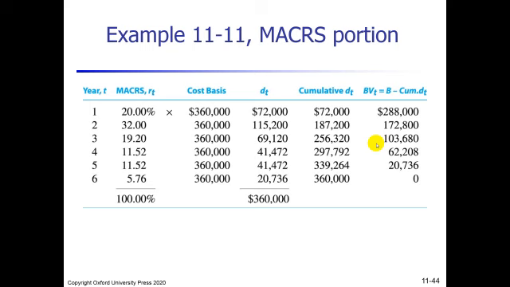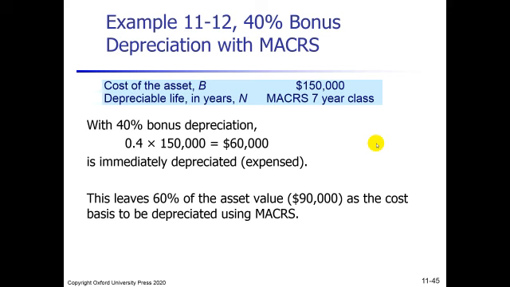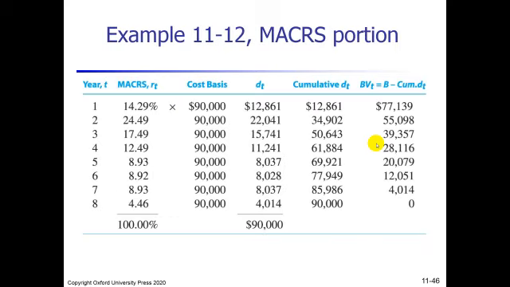Now, if we were to do a similar problem with a 40% bonus depreciation, now we've got a $150,000 asset, 40% of that is $60,000, so you immediately take that off as though it's a regular expense, leaving 60%. 60% of $150,000 works out to $90,000. So you have $90,000 that goes through the MACRS. Here with this 7-year utility class, these are the percentages that you get to take off.